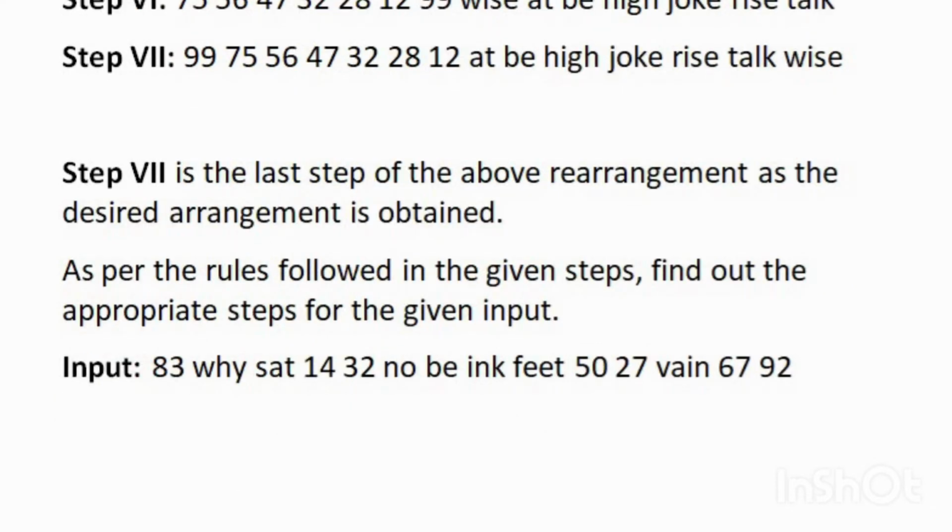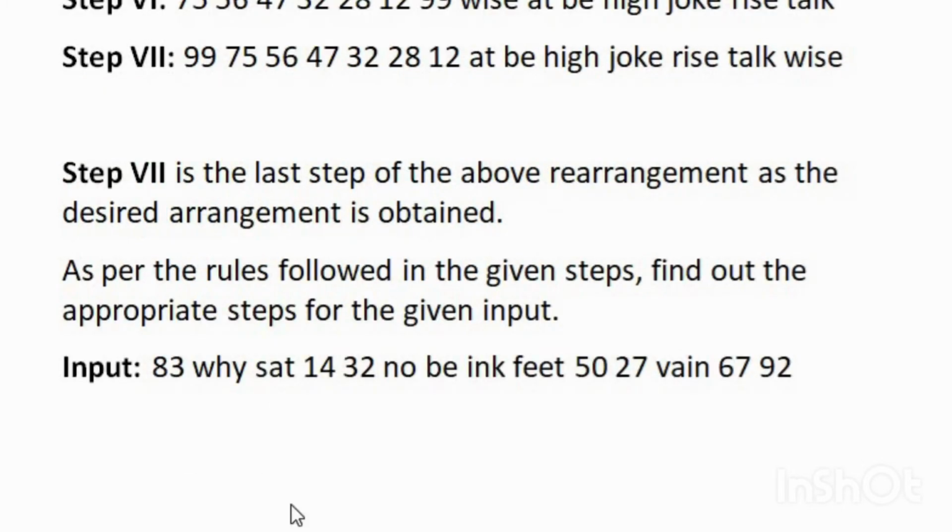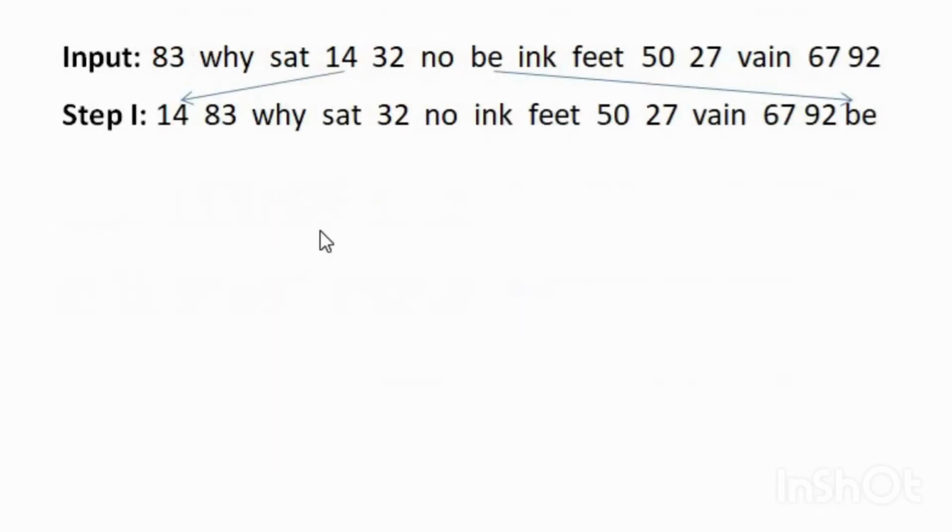As per the rules followed in the given steps, find out the appropriate steps for the given input, and our input is 83, Y, SAT, 14, 32, no, B, ink, feet, 50, 27, vein, 67 and 92. So what would be the first step? On the LHS, the least number, that is 14, will be there, and on the RHS the first word, that is starting with B, B will be on the RHS, like this.